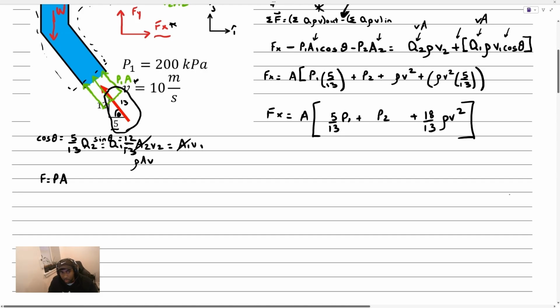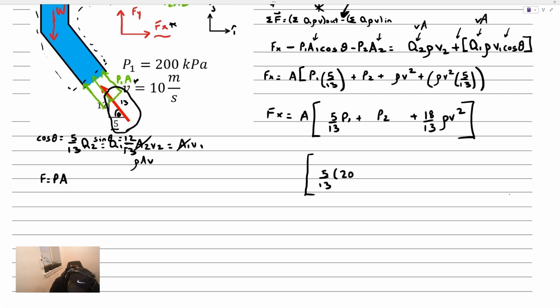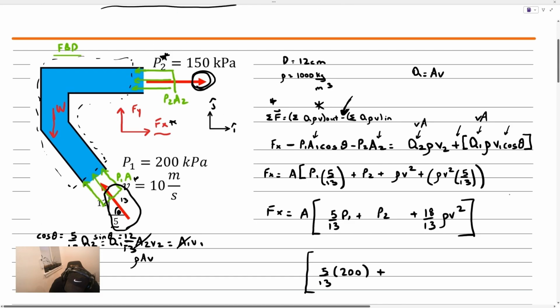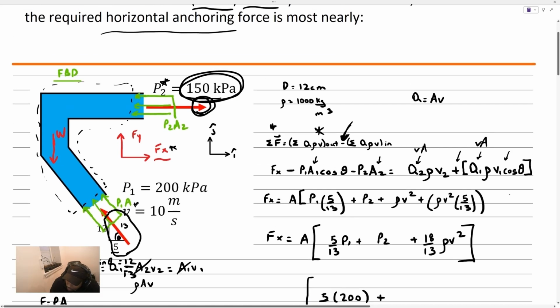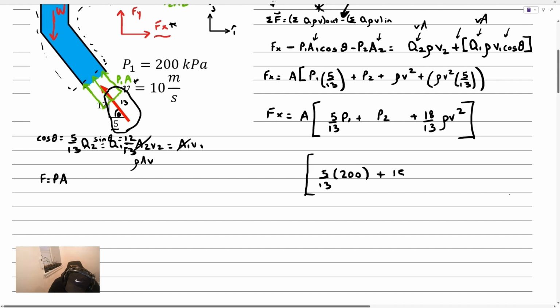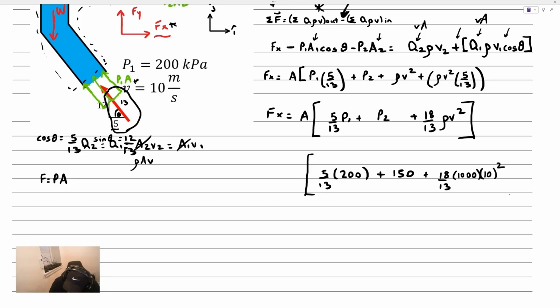All we have to do is plug in now. We know that P1 is equal to 200 kPa. P2, that's this term right here, that's equal to 150 kPa plus 18/13. And then we have density, 1,000. Speed, the speed was 10 meters per second squared. I'm going to speed through the rest of this, work through the units, and you can tell me if you got the same answer.